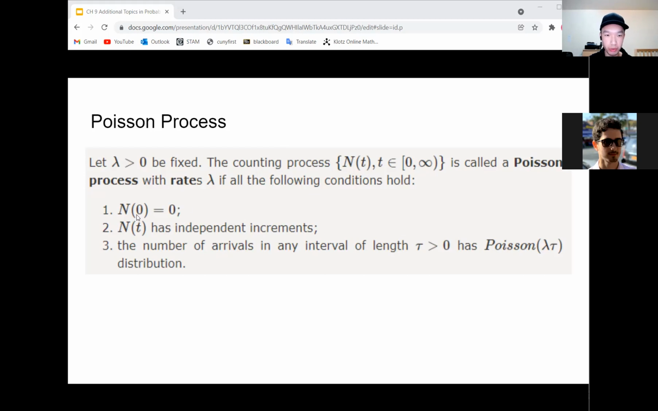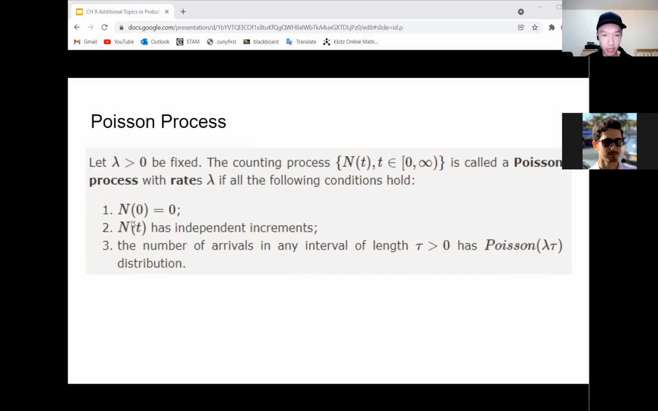But let me also go through a little more detail, points 1 and 2. So point number 1 says N(0) equals 0. So what does that mean? Well, that basically means that at the start of your time interval, no occurrences have happened yet. So for example, let's say you're thinking about the beginning of the day. So when the day starts, you're going to assume that no accidents have occurred. That's what the first bullet point is assuming.